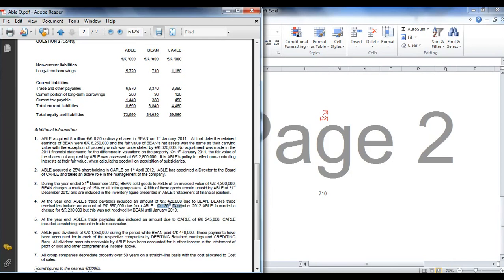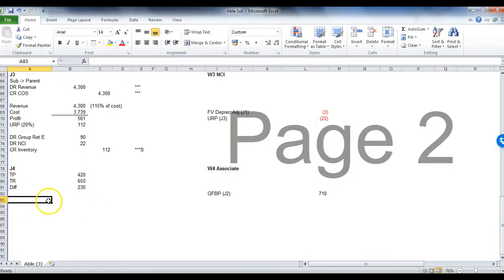You can do the adjustment in the sub's accounts as well, but it's useful just to be consistent so you can follow the solution. We'll say bring the money back into the parent's accounts, 230, and we'll again increase our trade payables as if we've never paid them. So debit bank, credit trade payables. Now you have the updated trade payables is 420 plus 230. The original trade receivables are still 650. So now you have no difference.